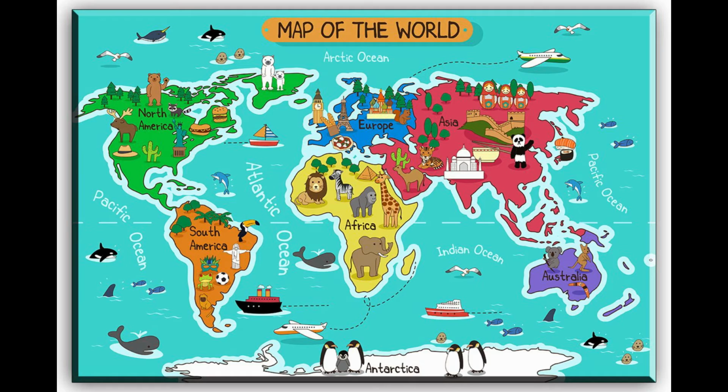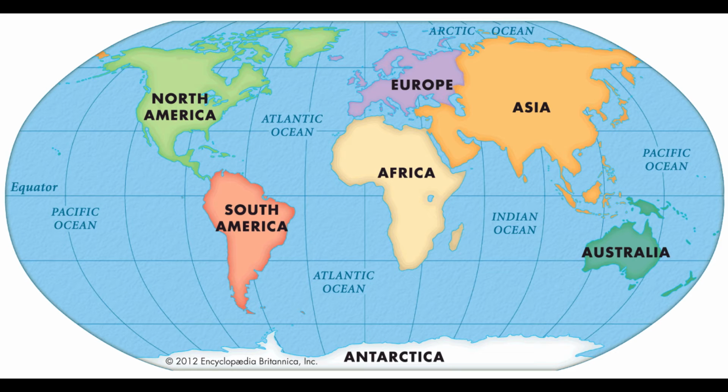You might already know that the countries of the world are organised into different groups or sections. We call these continents. Can you spot them on the map? North America, South America, Europe, Africa, Asia, Australia, and Antarctica. Do you know which continent we live in? You're right, we live in Europe. Have you visited any other continents? Can you spot them on the map?